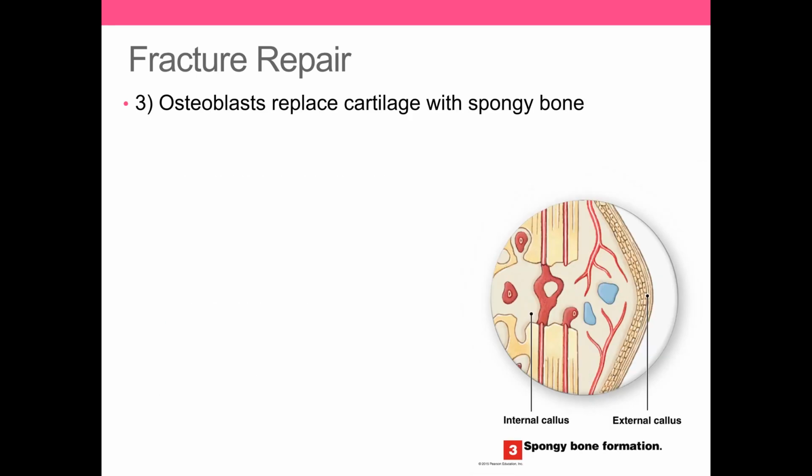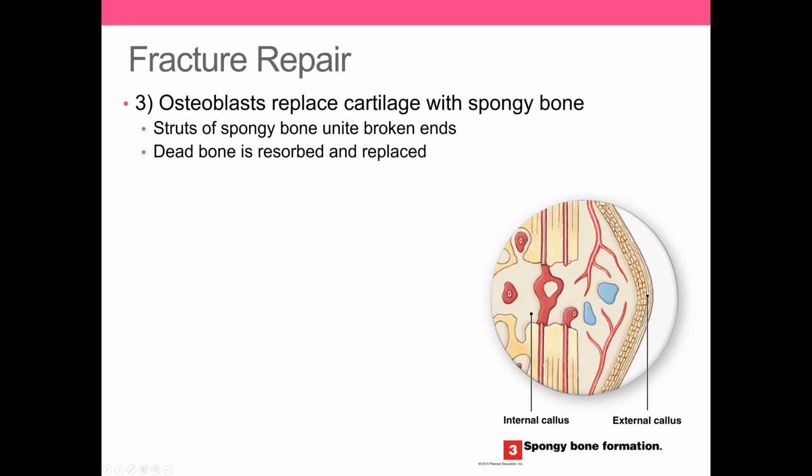So now that we've got it stabilized, now we need to work to get it remade into proper bone shape. So osteoblasts are going to replace the cartilage with spongy bone. And then eventually you'll have these struts of spongy bone that will be uniting the two broken ends. Any dead bone that was around is going to get resorbed. Remember, resorption happens with osteoclasts, and then it's going to get replaced with the osteoblasts. And this is the stage where you usually have your cast taken off. So if you had a cast, this is when it would be taken off, because now the bone can withstand stresses again. It's all pretty much bone again. It's mostly spongy bone, but it's still bone and it can withstand some stress.